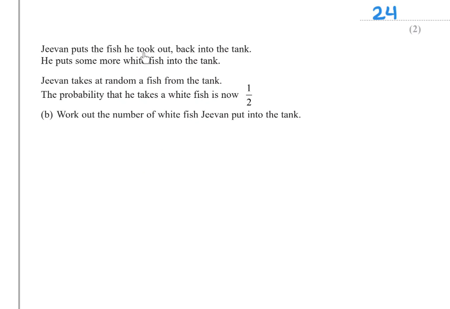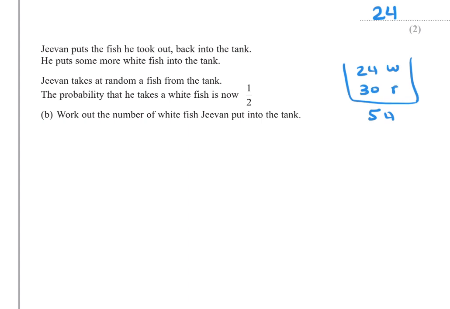Jivan puts the fish he took out back into the tank. He puts some more white fish into the tank. Jivan takes at random a fish from the tank. The probability that he takes a white fish now is 1/2. Work out the number of white fish Jivan put in the tank. So originally we have 54, 24 white, and 30 red.